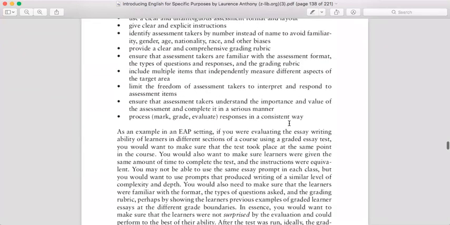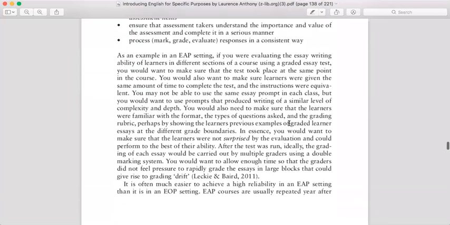Okay, now as an example, in an EAP setting, if you were evaluating the essay writing ability of learners in different sections of a course using a graded essay test, you would want to make sure that the test took place at the same point in the course. Okay, if you are asking them to write an essay in their midterm, so in the next class you are doing the same. You are not going to give them an essay in the final term because you have given them more time to improve.